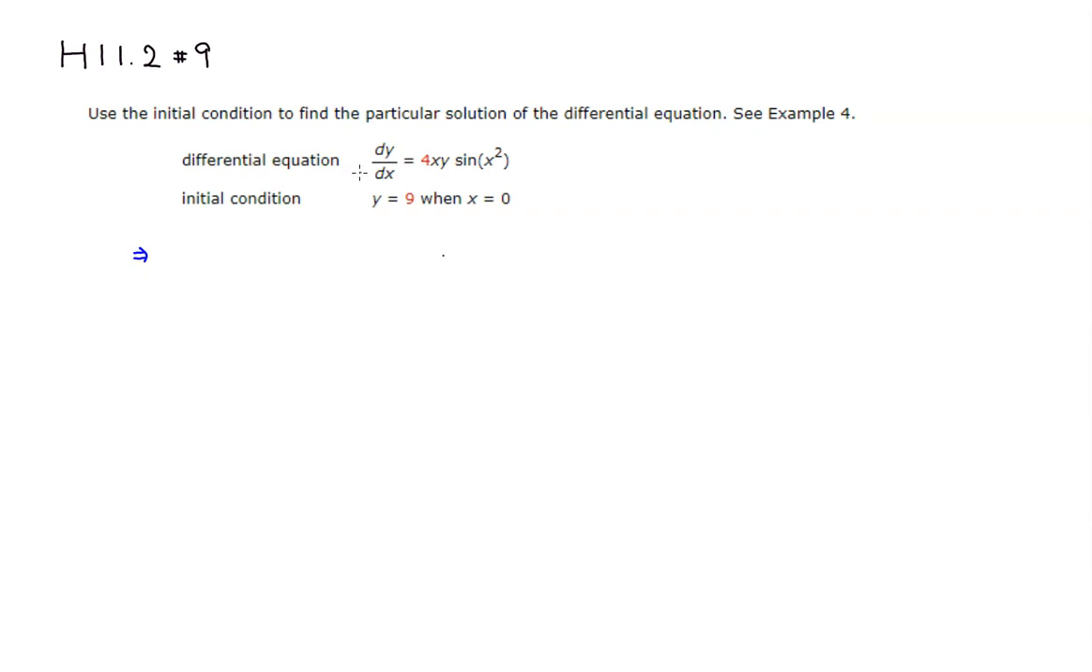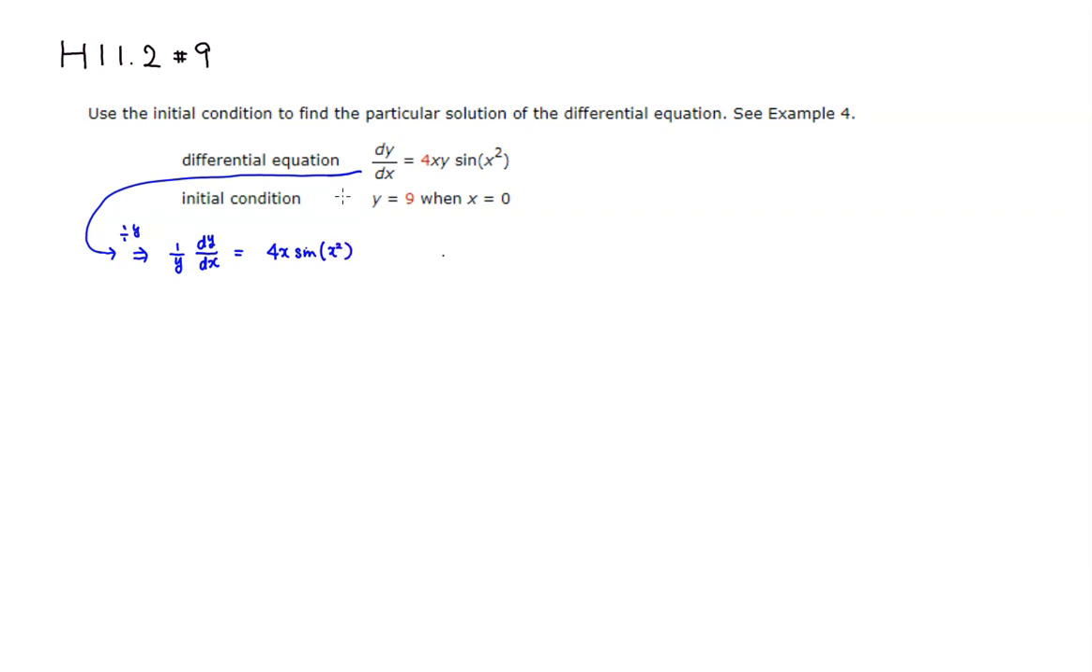So I'm starting from the differential equation. We need to divide by y. So divide through by y. So we have dy over dx to begin with, but we divide by y, so you have a 1 over y. This is equal to 4x sine of x squared.